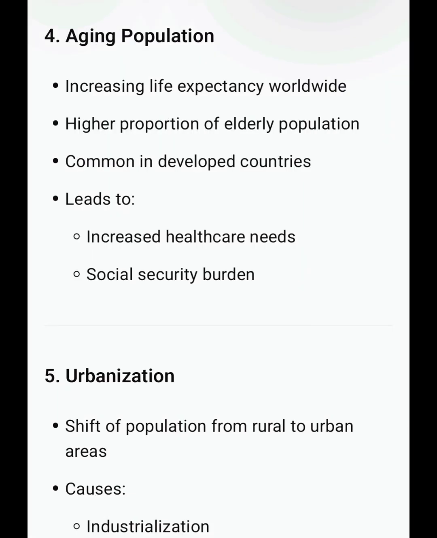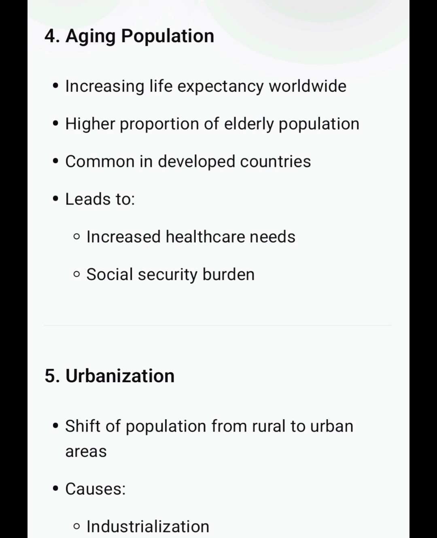And the fourth one, aging population: increasing life expectancy worldwide, higher proportions of elderly population, and it is common in developed countries. So that leads to increased healthcare needs and social security burdens.